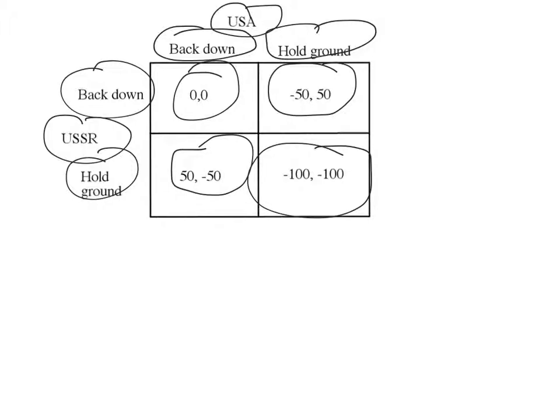Well, many of you probably have found that their most optimal strategy would be to back down, because if they both back down, the worst they could get would be a payoff of 0. So the Nash equilibrium would be 0, 0.